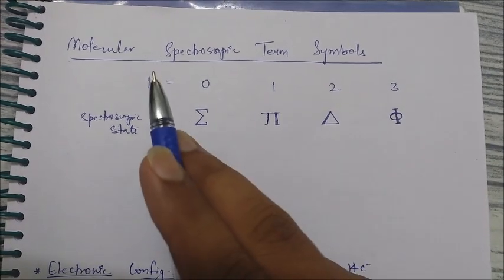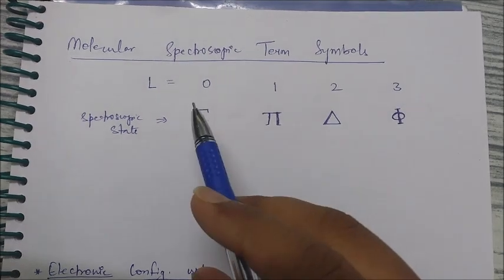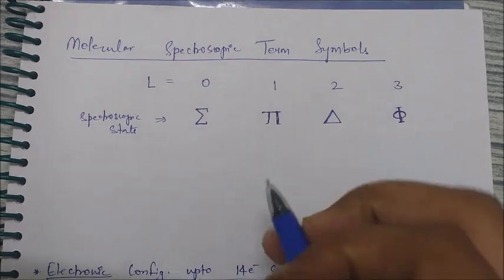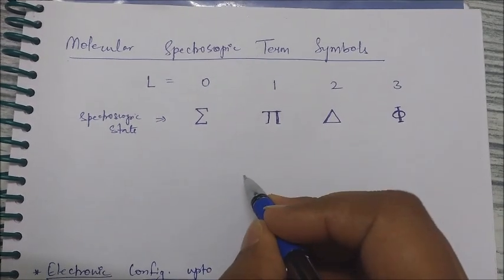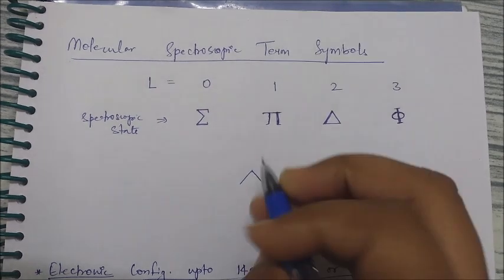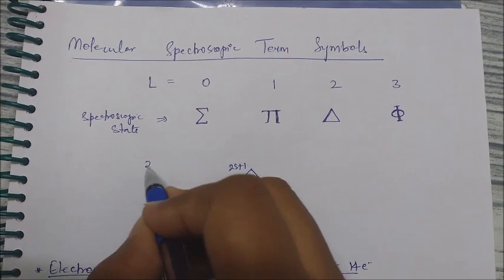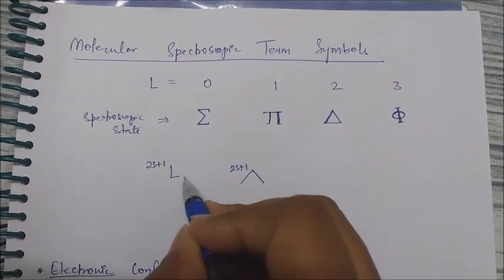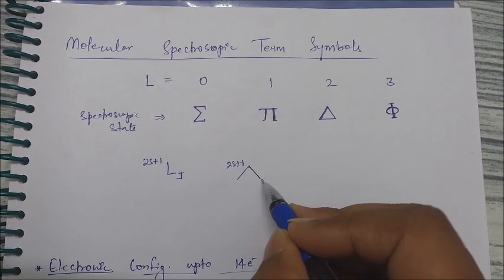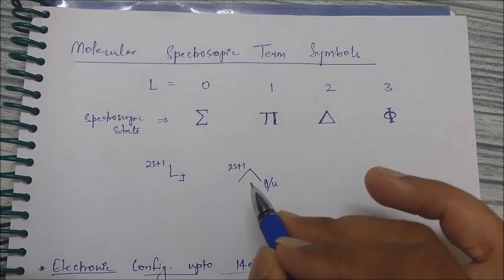But for the diatomic molecular spectroscopic term symbol, the basic concept is the same. Here also the general way of writing the spectroscopic term symbol is, see, capital delta over here, and this is 2S plus 1, like it was written there also. There it was 2S plus 1 L with J, but here we have 2S plus 1 lambda, and here we have G or U. Either G or U. I will tell you all these things.